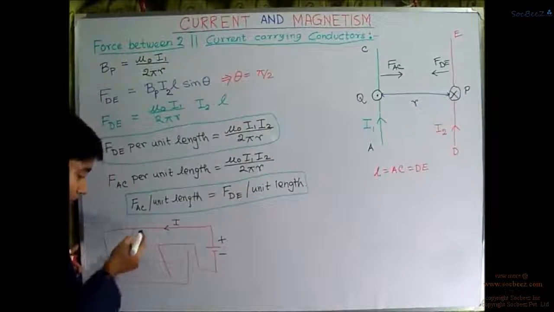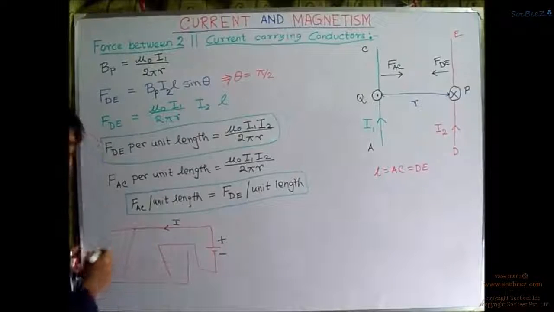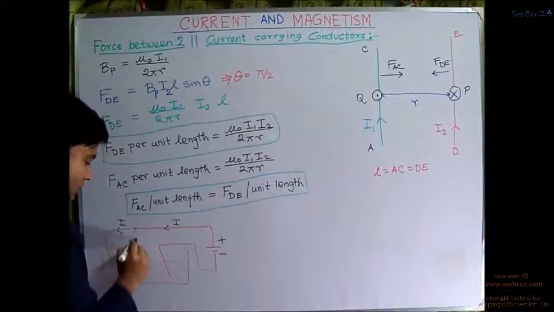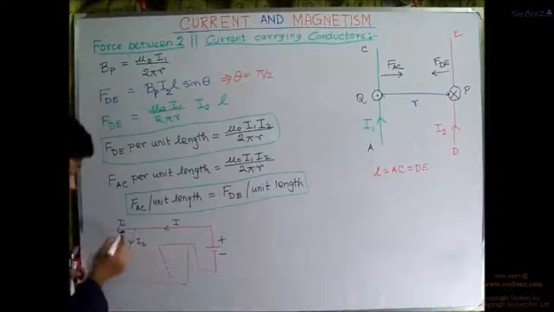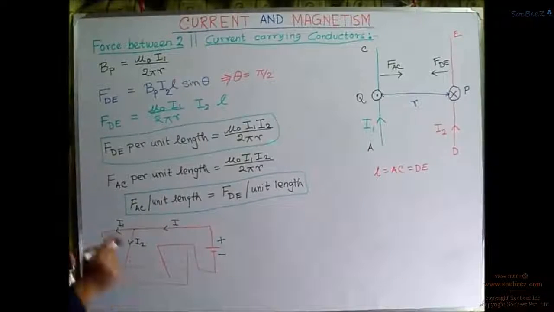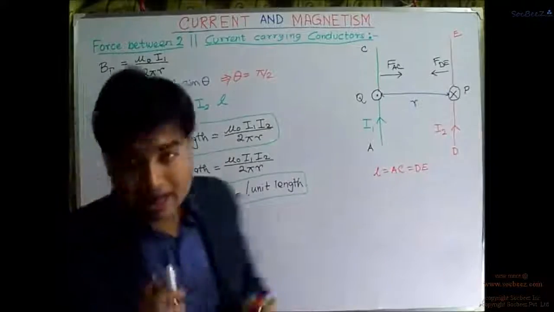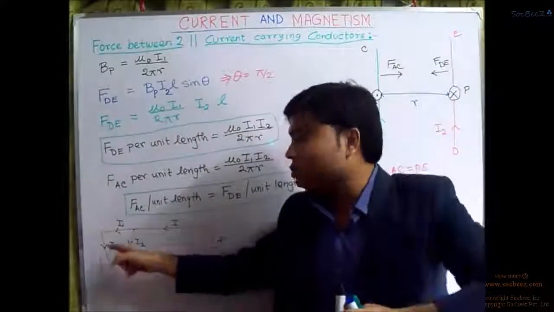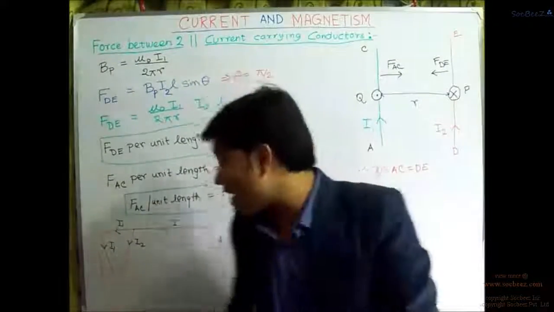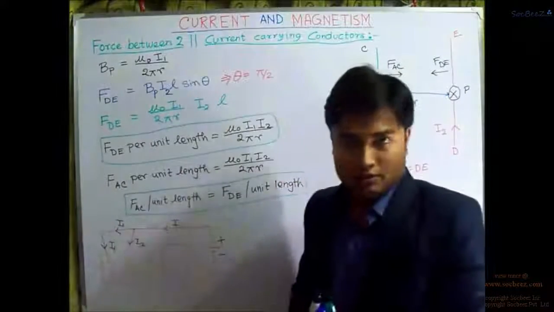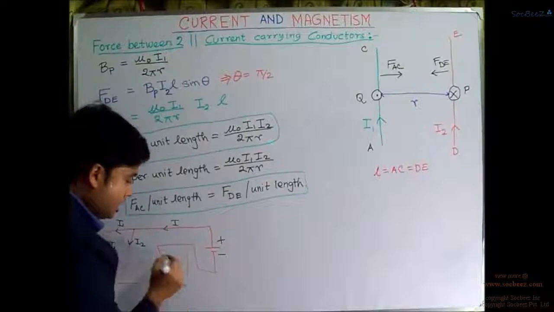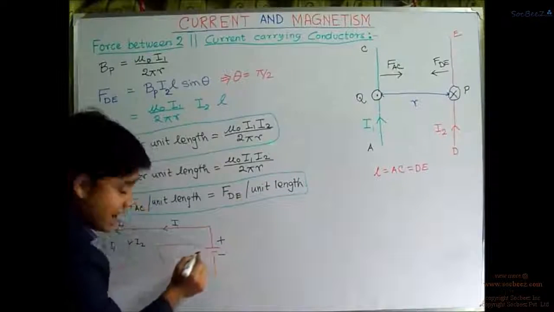See, the current I will come to this point and get diverted. Say for example, this is I1 and this is I2. Over here this current will come likewise, this is I1. Now closely observe that this I1 and I2 are both along the same direction, so they are going to attract each other.